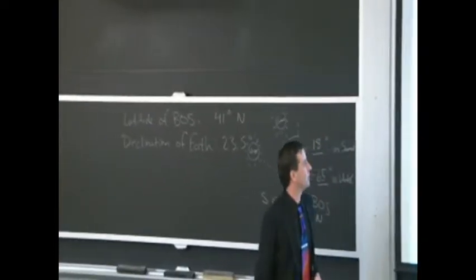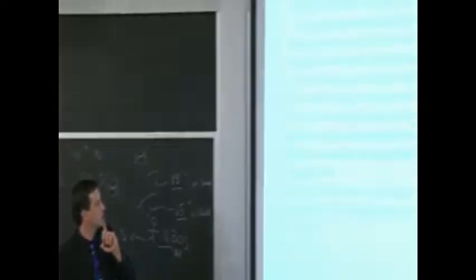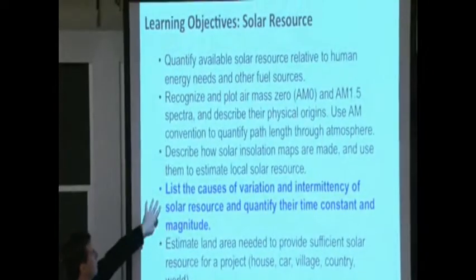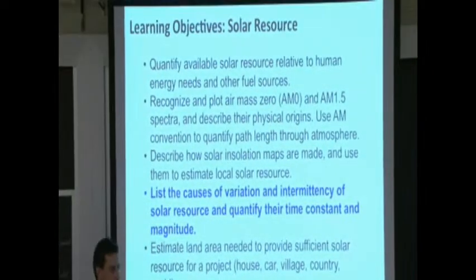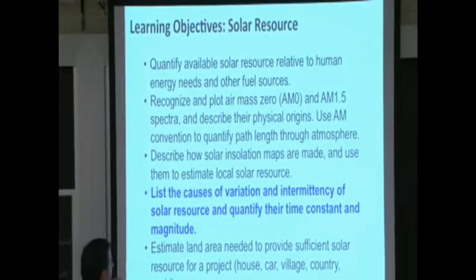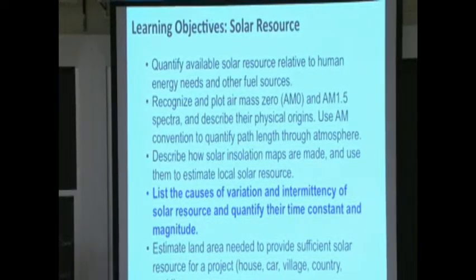Good, so what we're going to do is now launch into our next learning objective, which is to list the causes of variation and intermittency of the solar resource and quantify their time constants and magnitudes.